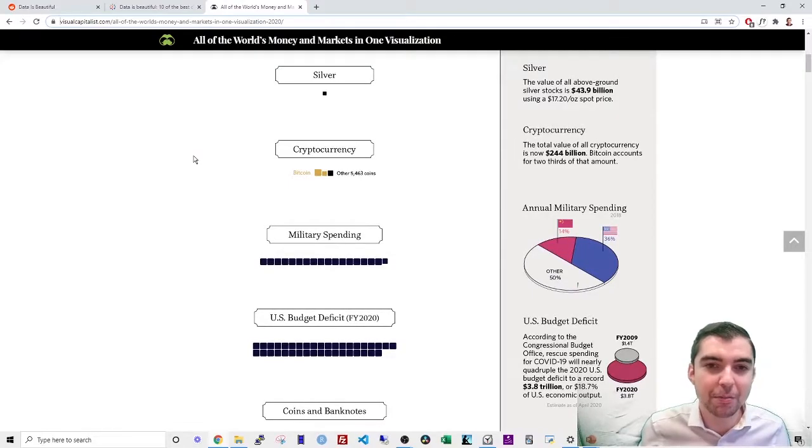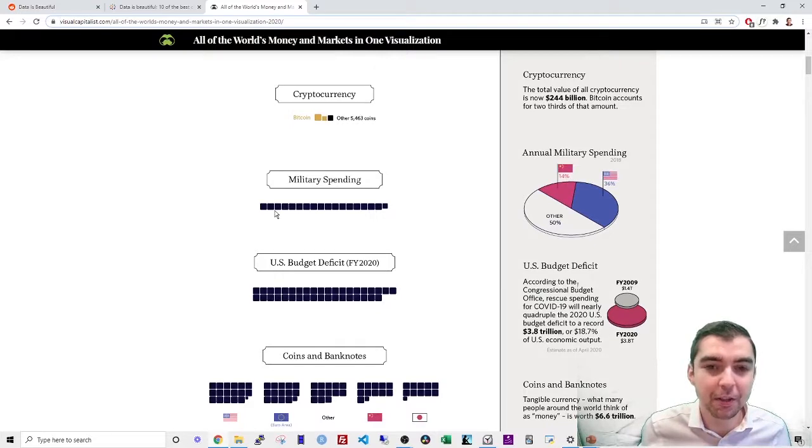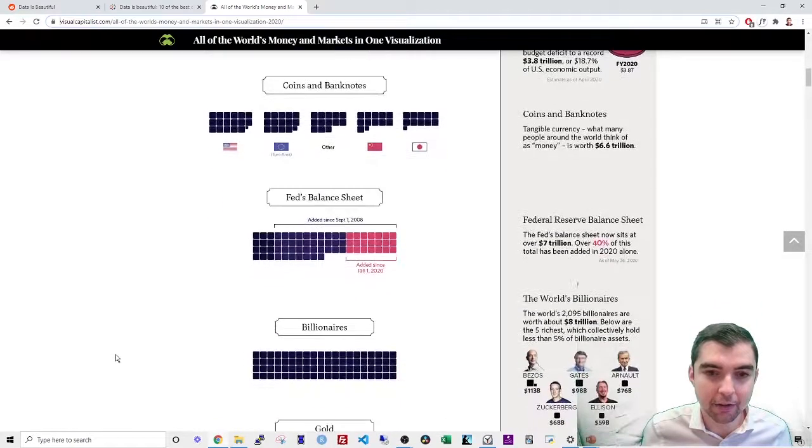This shows you the total relative amount of money in the world. As you can see, not much money is in silver or in cryptocurrency, despite the huge trends right now. Even military spending, which we think is relatively large, is right here. This is half of the U.S. deficit. If you look at the number of coins and banknotes in circulation, see that the U.S. has the largest, followed by these other powerful countries, Europe, China, Japan.